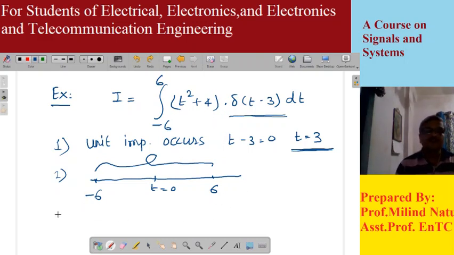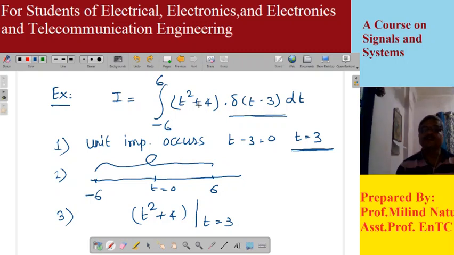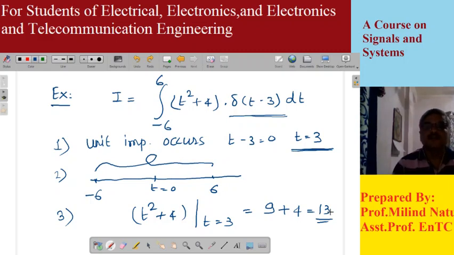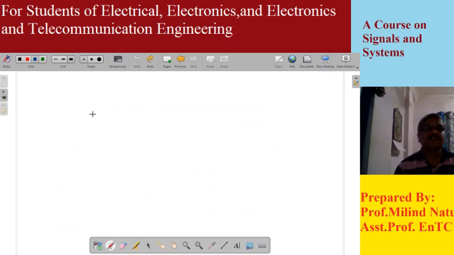The third step is to take this function, t square plus 4, and substitute t is equal to 3, as I explained. So 3 square is 9, 9 plus 4 is equal to 13. So 13 is the answer of my integration. So I have to check whether the value where the impulse occurs lies in between the specified limits of integration.